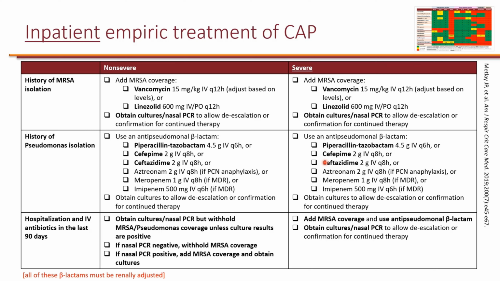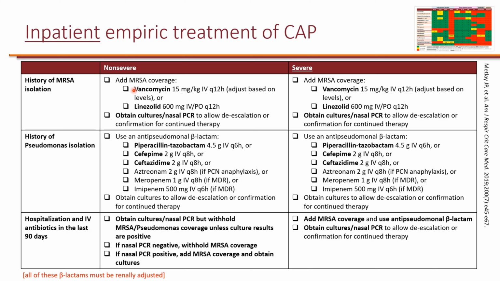For those patients who have risk factors for MRSA or Pseudomonas, here are the recommendations. So if someone actually had a history of MRSA isolation, either from a past sputum culture or from a blood culture, then the guidelines recommend that regardless of whether it's non-severe or severe, you add MRSA coverage. And the two options that we have are IV vancomycin or linezolid, either IV or PO. You do not want to use PO vancomycin because it's not absorbed, so it will not be useful. But IV vancomycin is an excellent option.